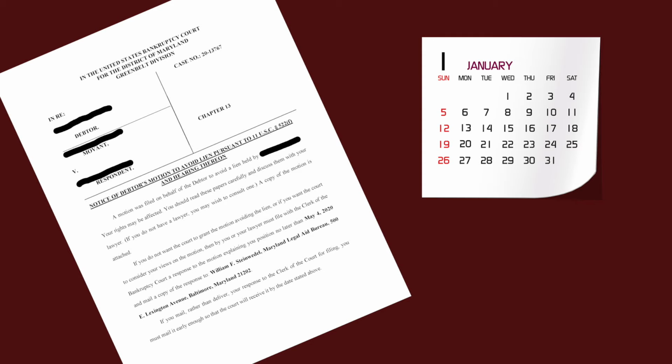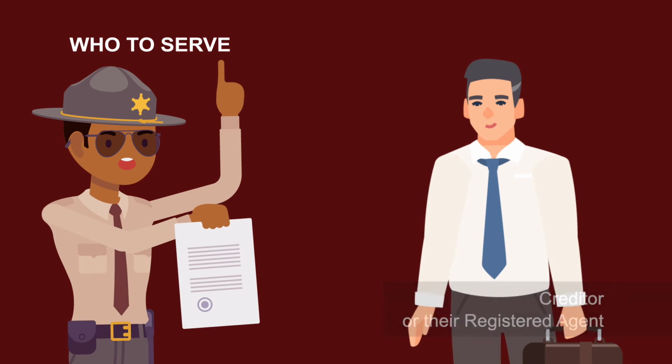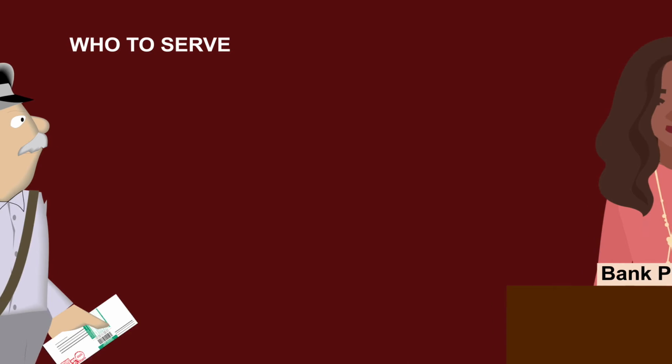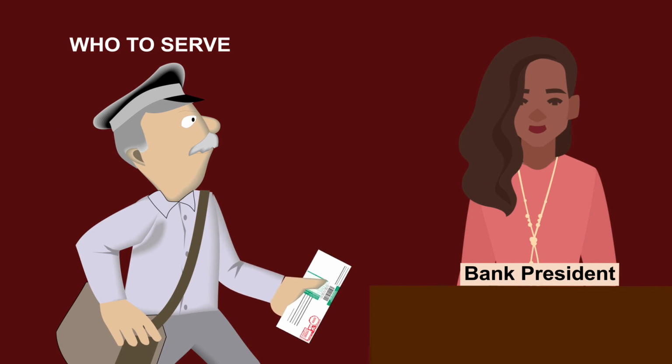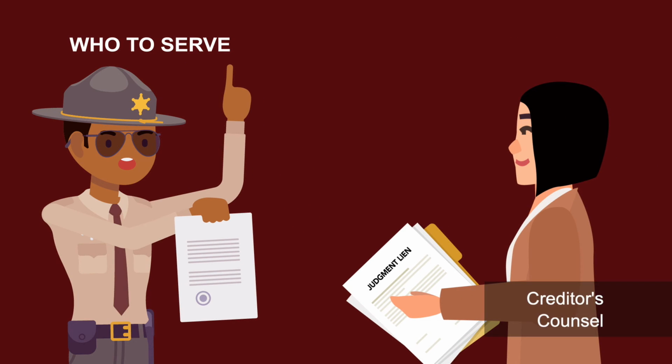You must also have a notice and set a hearing date. This is also true for the judgment lien as well. The notice must be served and the motion must be served on the creditor registered agent. You can investigate the registered agent by going to Department of Assessments and Taxation and look up business entities. You must also serve the president if the creditor is a bank, and you must also serve any counsels for the creditor that have entered their appearance in the bankruptcy case or entered their appearance in any preceding cases.